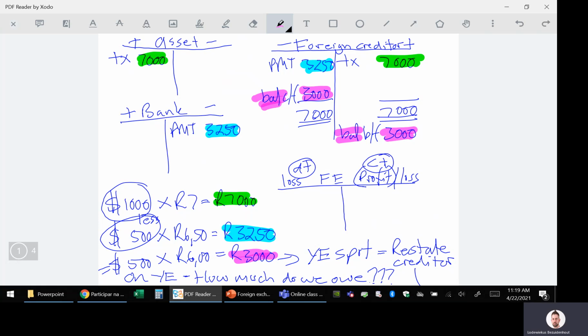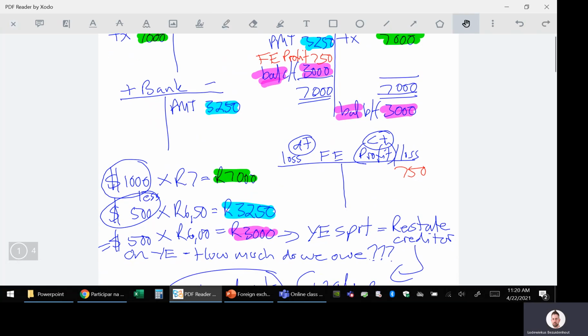So if we now want to calculate the foreign exchange profit and loss, we must look at what we need to adjust the creditor with to get the balance to 3,000. So if we had 7,000 transaction amount, less the payment of 3,250, less the balance of 3,000, then we still are short 750 Rand. So that 750 will be our foreign exchange profit.